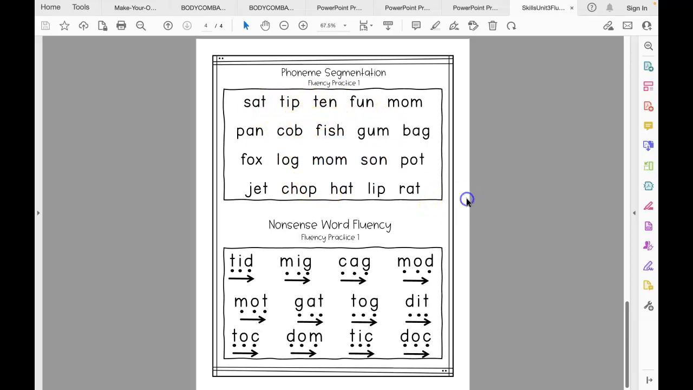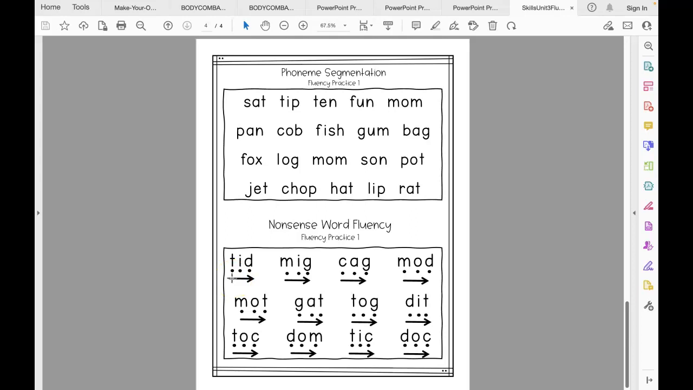And then finally, for nonsense word fluency, this then does go back to the student having the sheet in front of them. And they can do this one of two ways. There's what's called correct letter sounds, and there's also what's called whole words read.